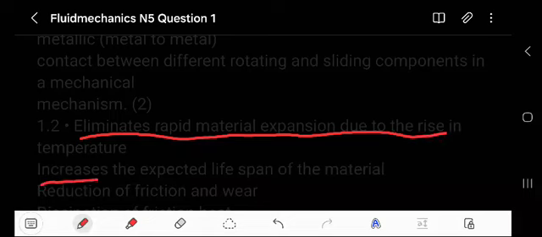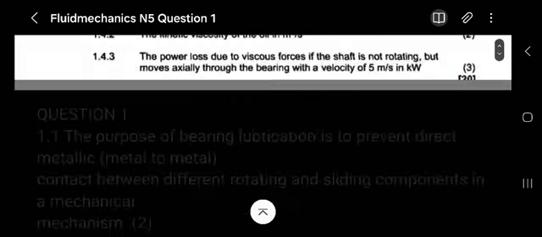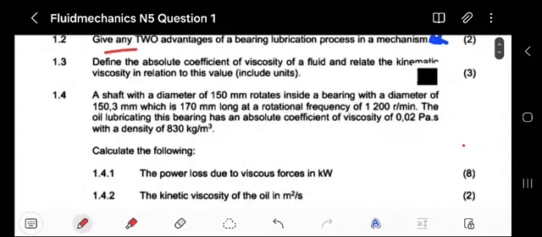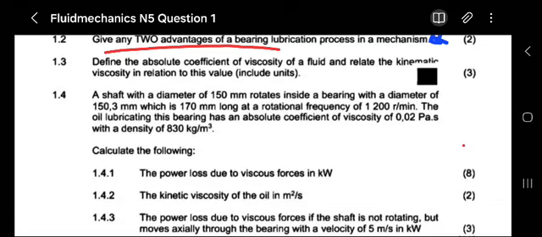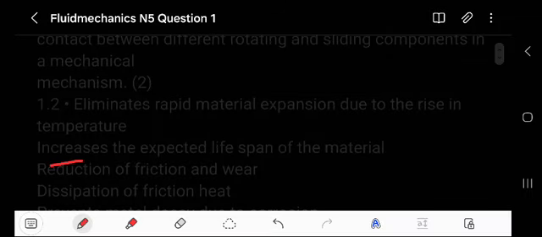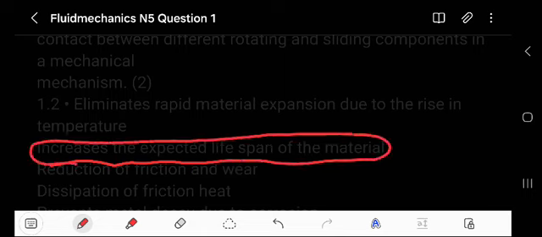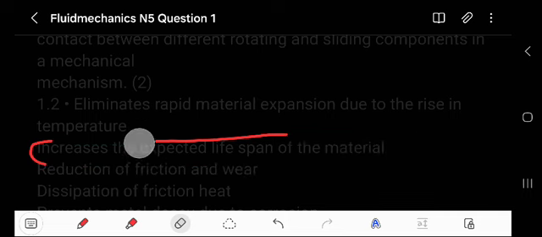Also here someone can say increases the expected lifespan of the material. That is an advantage. That is 1.2. Remember the advantages of bearing lubrication: it increases the expected lifespan of the material. That means your material might last longer than expected.